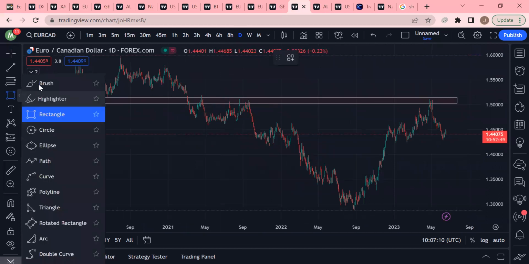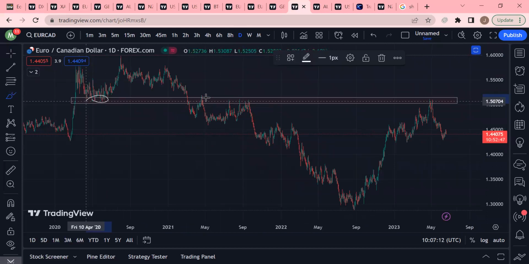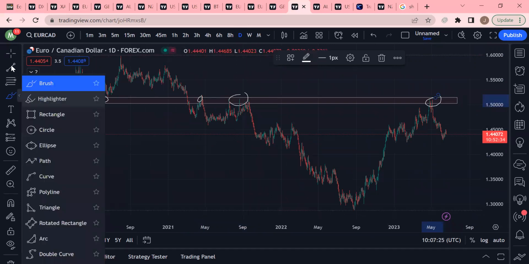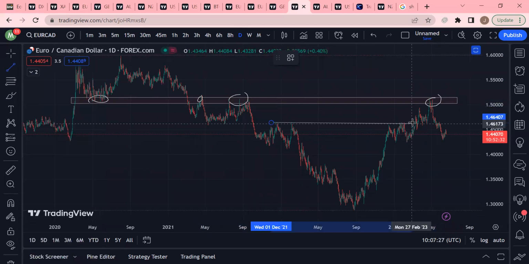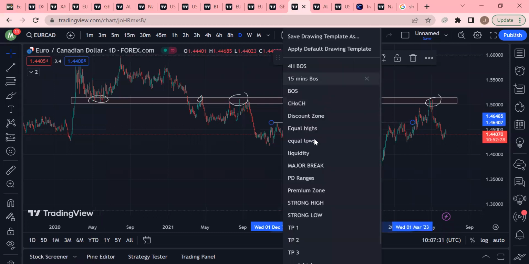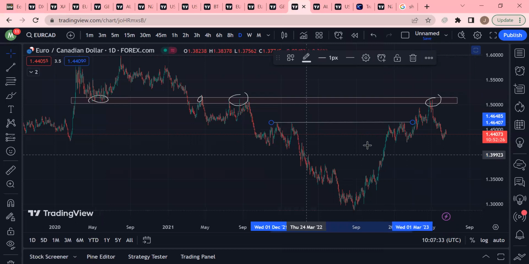I love areas of value very much. We have support which got broken and turned resistance, and September 2021 turned resistance, then came back again. Now we find the resistance, and I usually do this all the time. I would say this is liquidity that's been taken right now. So this whole area is liquidity that's been taken. So if that's liquidity that's been taken, that means we took it to the upside.